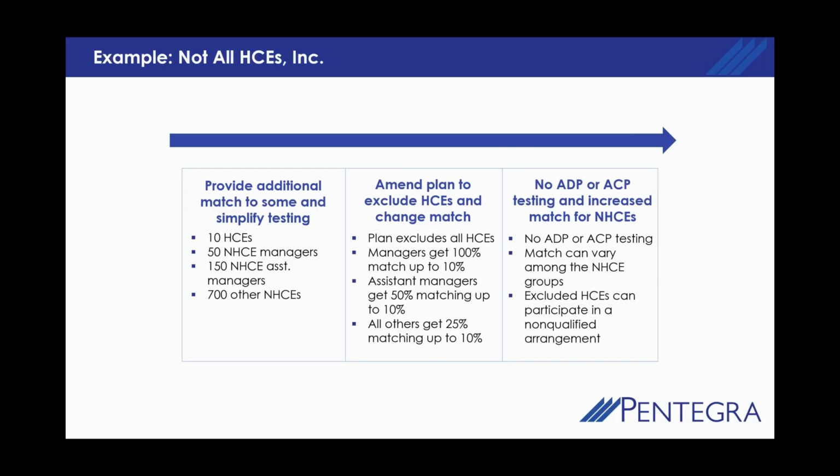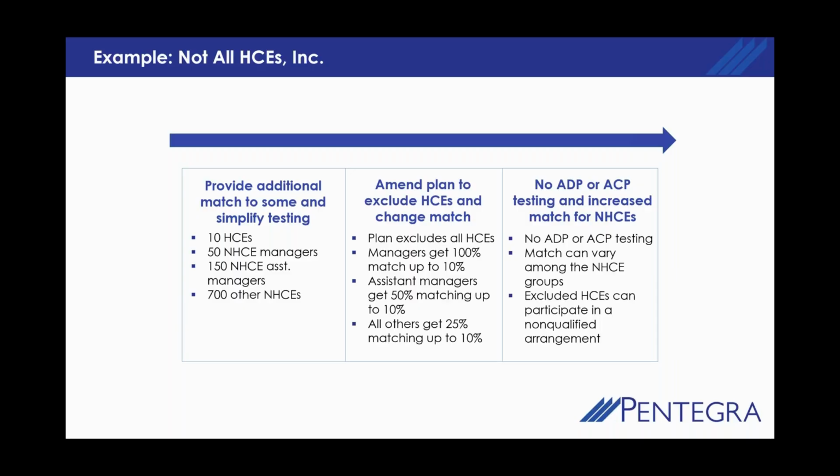So in our example here, if we have 10 highly compensated and 50 non-highly compensated managers and 150 assistant managers and 700 other employees, obviously the non-highly compensated employees make up by far the majority here. We only have 10 highly compensated compared to 900 other employees. If we amended this plan and excluded the highly compensated employees, we would take away that expense for them. Again, this employer might choose to do something outside of the plan for those highly compensated employees.